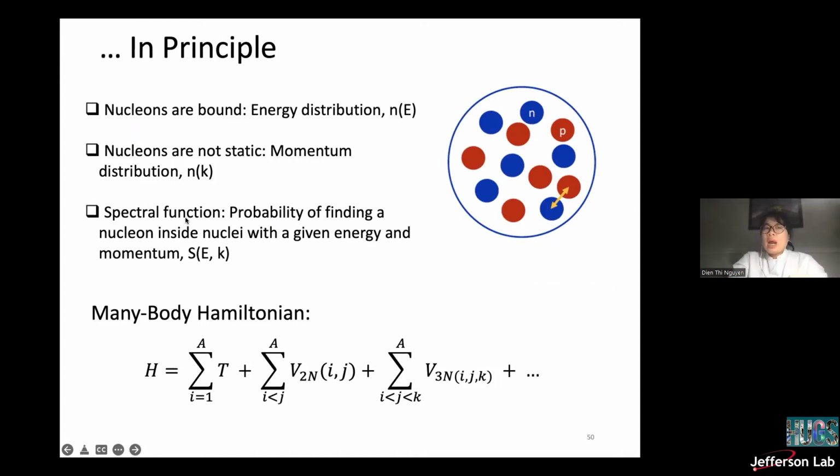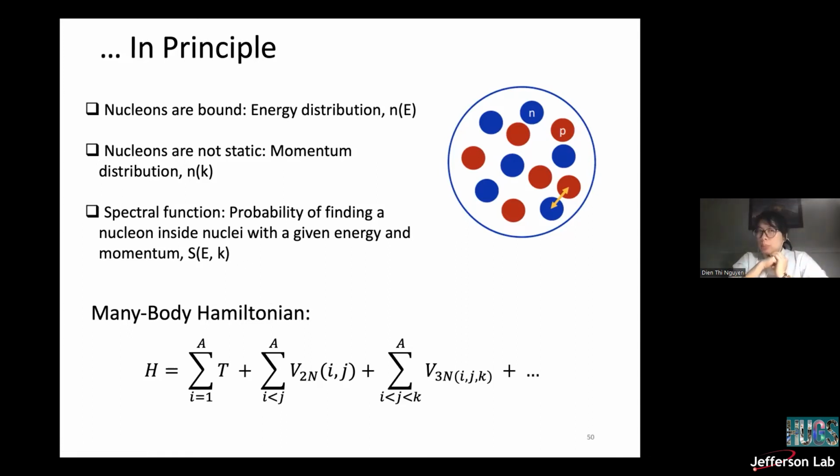Then we have another quantity, we call it the spectral function. That is the combined information of both the energy and the momentum. So when we talk about the spectral function, it is the probability of finding a nucleon inside the nucleus with a given momentum k and energy E.